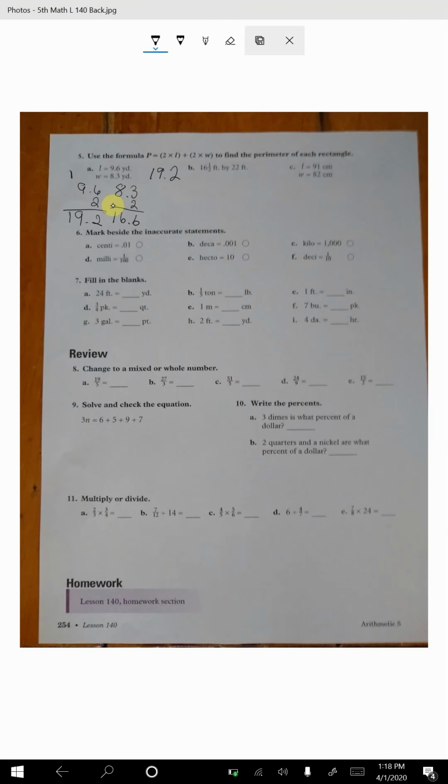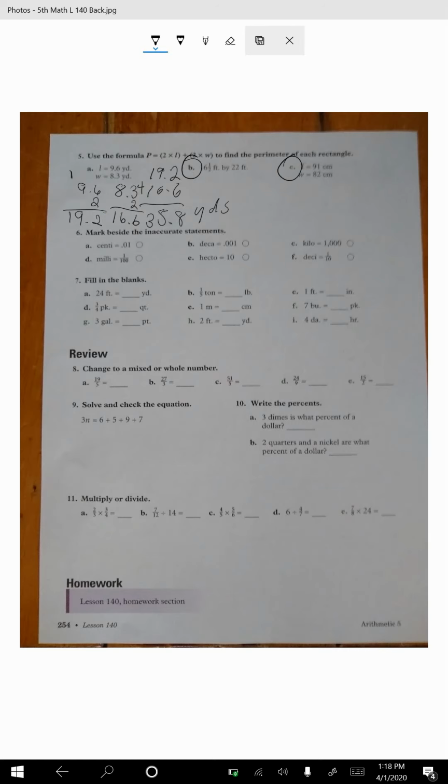19.2 and 16.6, 12. No, I'm adding them up. I'm not multiplying them. Try this again. All right, 8. How's that? 15, 3. We get 35.8. So it's 35.8 yards. How about you do B? If you do C, that's extra credit.